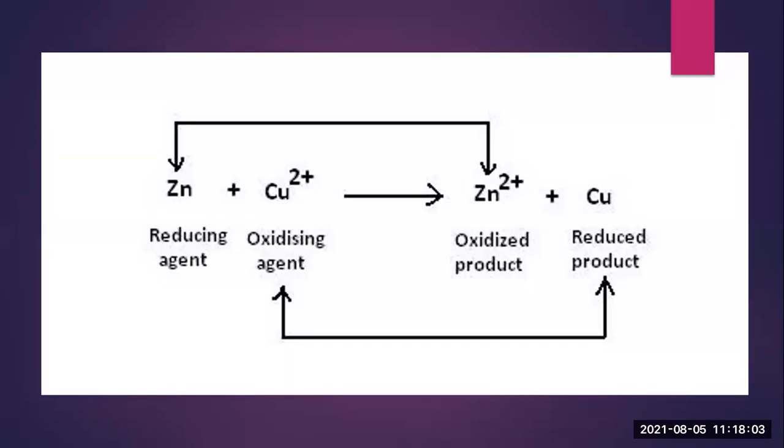So here in this case, zinc is making the reduction of copper. So we can say that it is itself undergoing oxidation and making the reduction of another element. So it is a reducing agent. Why is it a reducing agent? Because it is reducing Cu. And why is Cu2+ an oxidizing agent? Because it is oxidizing zinc. It is itself undergoing reduction, but it is making the oxidation of zinc. That's why Cu is an oxidizing agent.